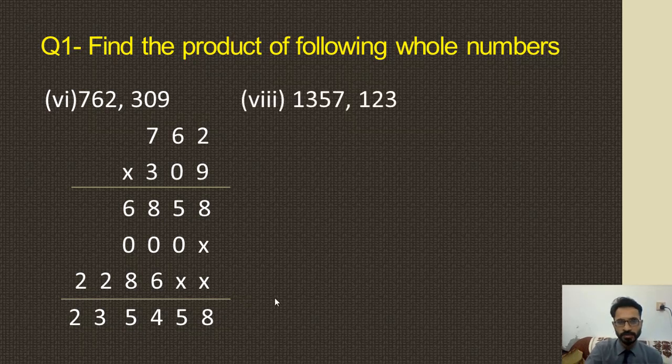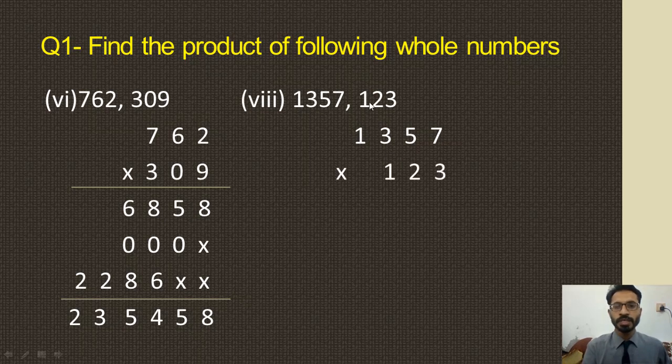Similarly, next part, first number is 1357 and second number is 123. We have to multiply these whole numbers. At first row, we will write the first or greater number. At second row, we will write the second number, and at the start we will put a multiplication sign. Then we will multiply 3 with 7, 3 with 5, 3 with 3, and after that 3 with 1.